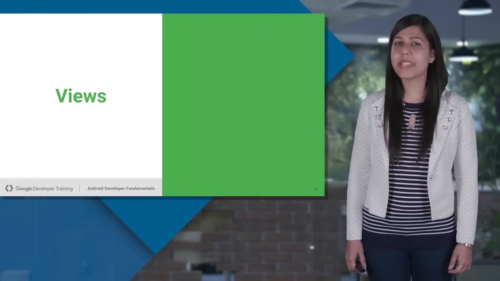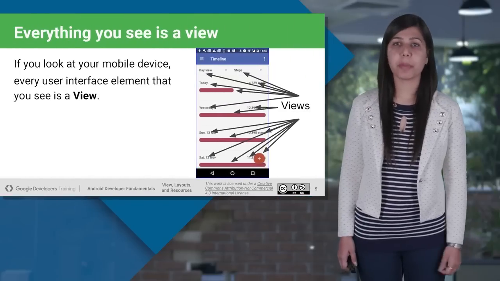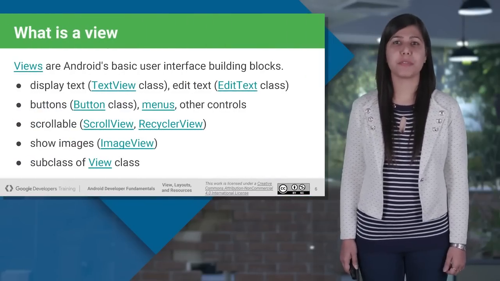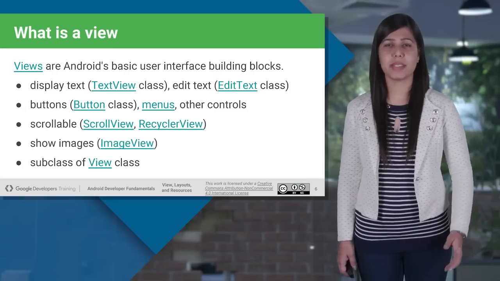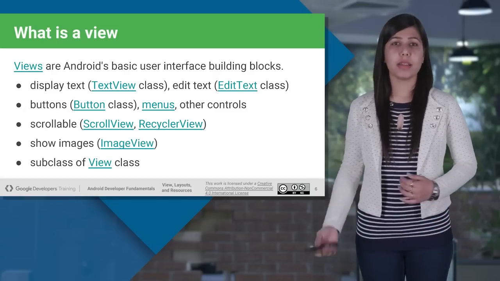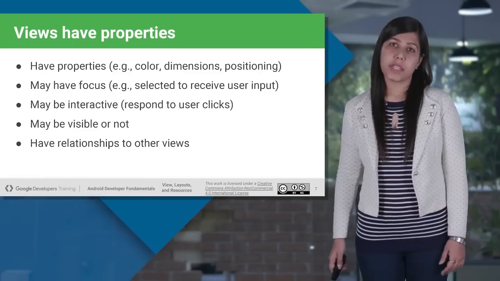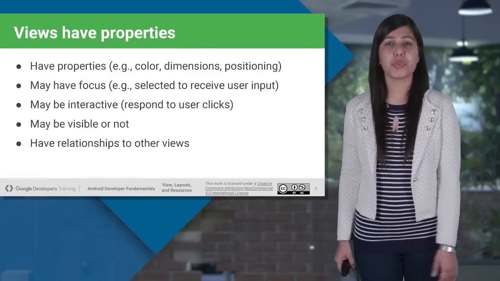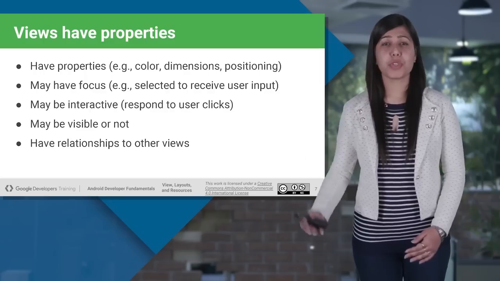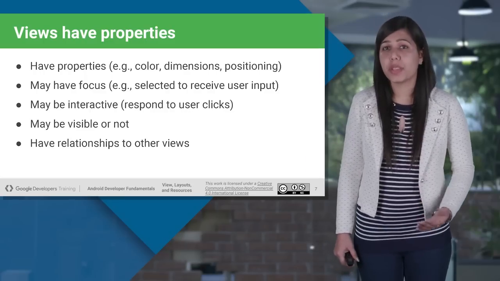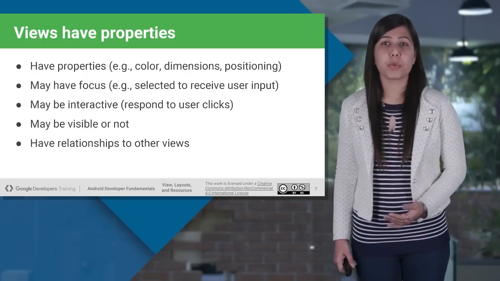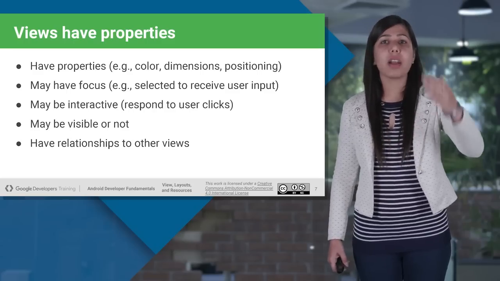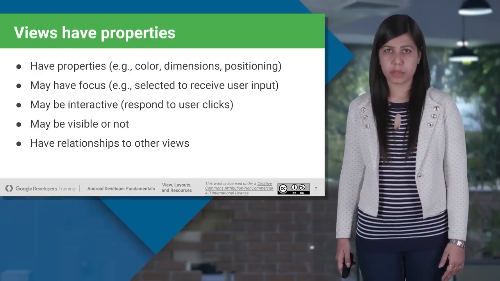So what exactly is a view? Every Android application is made out of views. Views are the building blocks for the user interface. We have text views, buttons, scroll bars, and image views. These views have some properties as well. They have specified dimensions, colors, and positioning. They may also have focus, and they could be interactive, invisible, or visible. These are all subclasses of views.